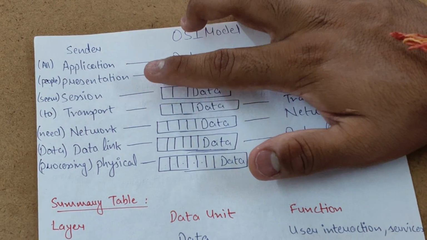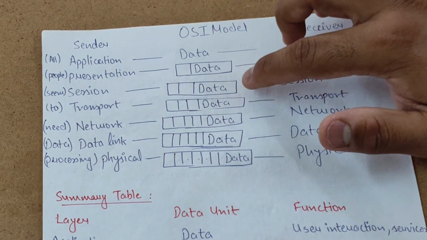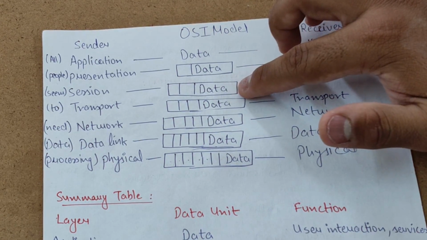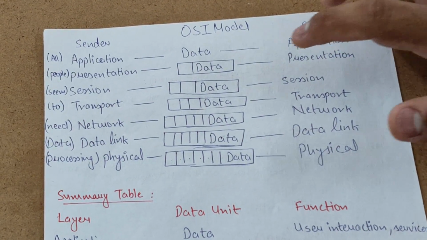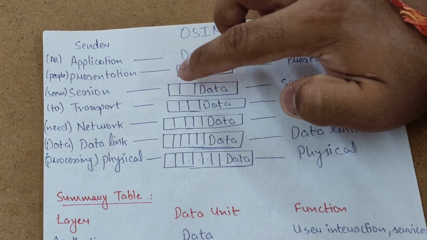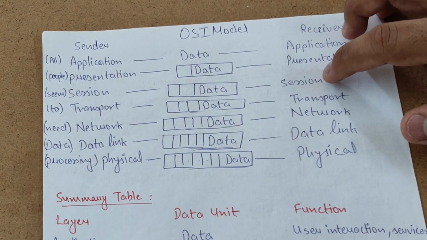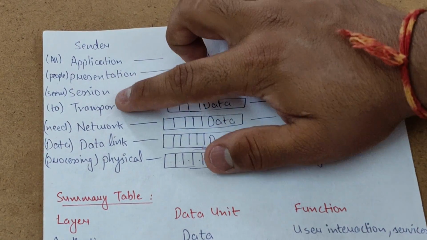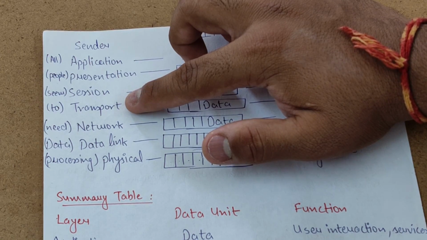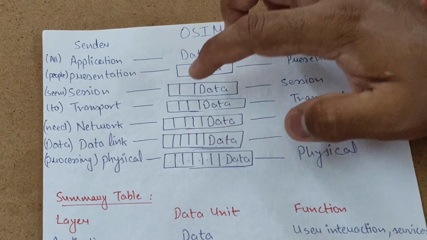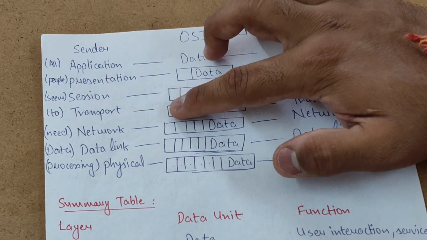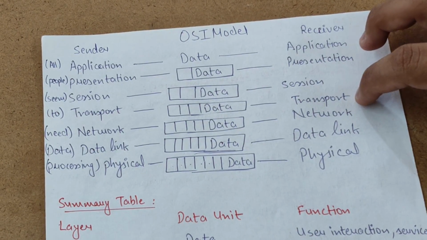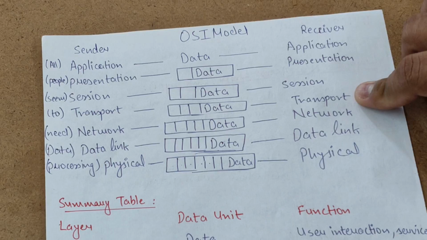Then there comes the session layer, which establishes sessions and disrupts or terminates the sessions. In this, we have two blocks. The data is 2 blocks away from the sender and 2 blocks closer to the receiver. The fourth layer is the transport layer. In this, the data is 3 blocks away from the sender and 3 blocks closer to the receiver end.